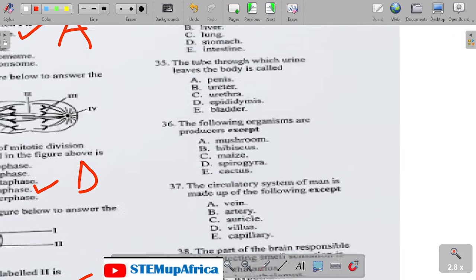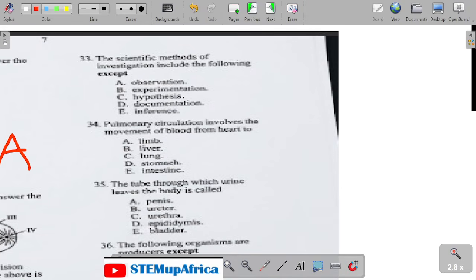Let's see what the next one has. The specific methods of investigation include the following except. For investigation, you must observe, you must experiment, you must carry out a hypothesis and inference, you must draw your inference. So the solution here is D, option D.